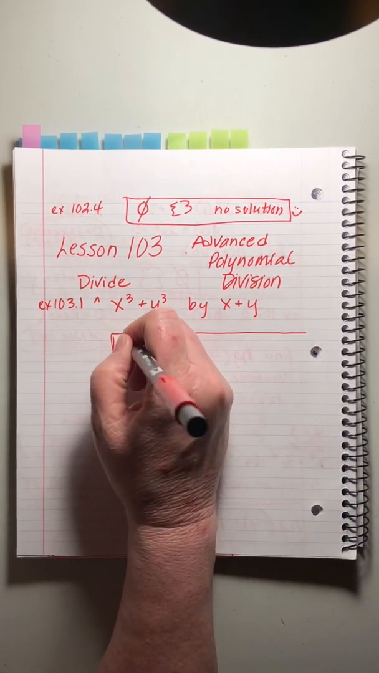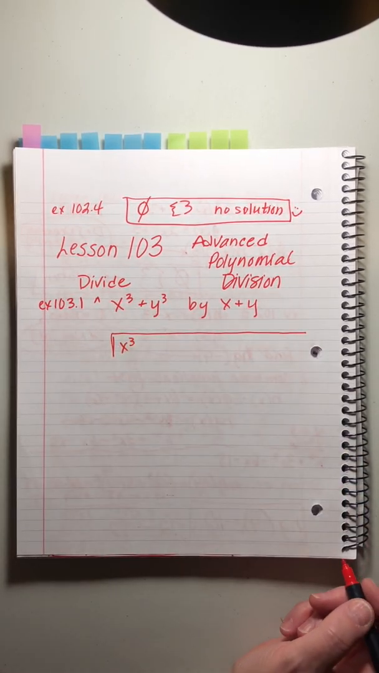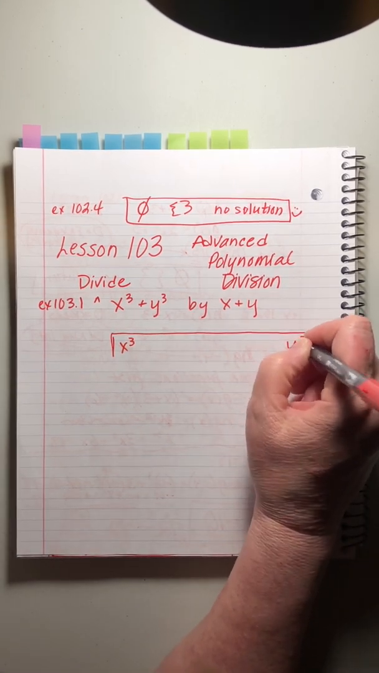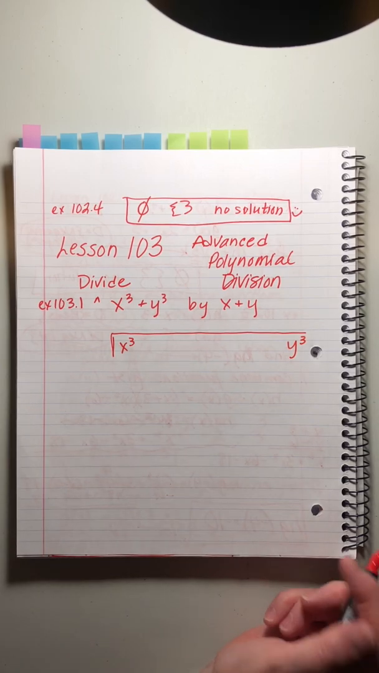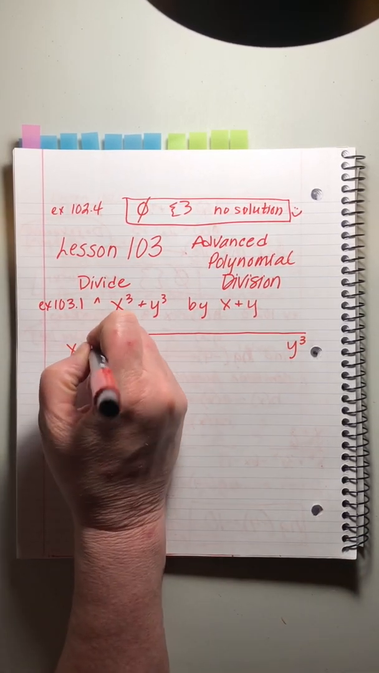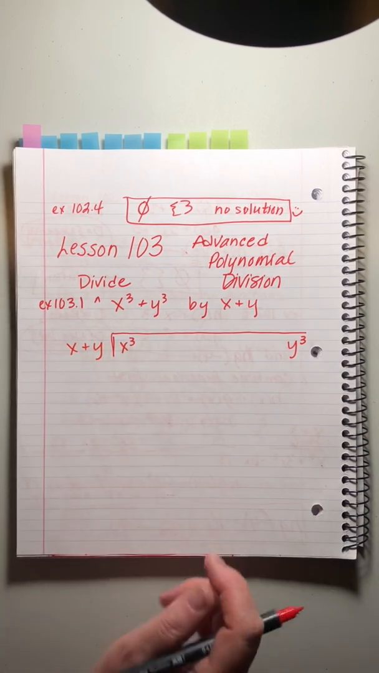Just do this. Put the x to the third at the very beginning, and let's put y third way back down here. I don't know what we're going to have to add in. We'll just leave a lot of room and figure it out as we go. All right? That's my advice. We're dividing it by that.